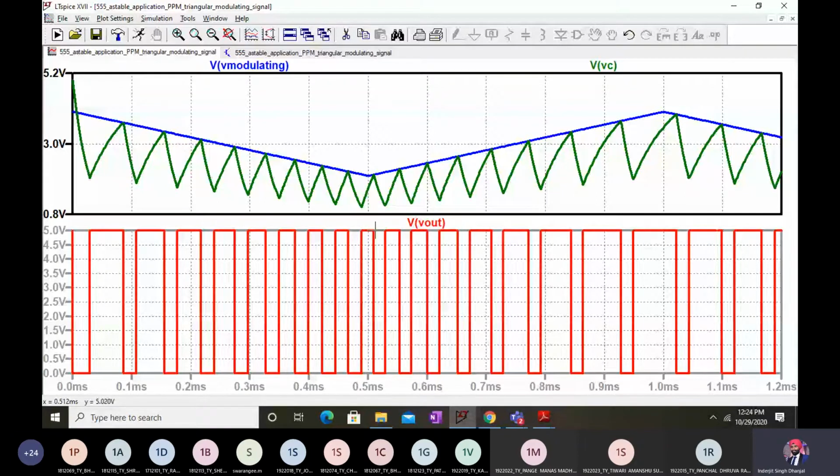We know that whenever the capacitor is charging, my output is high, and whenever the capacitor is discharging, my output is low. You remember, here we have not applied any external input voltage, but we are applying a modulating signal. So still the circuit is behaving in astable mode only. Fine, we are modulating the signal, and we are getting an output of pulse position modulation. Now let us try to understand what this waveform means.